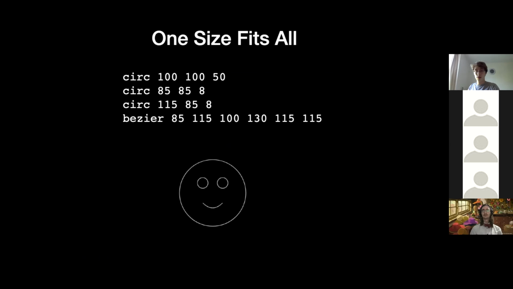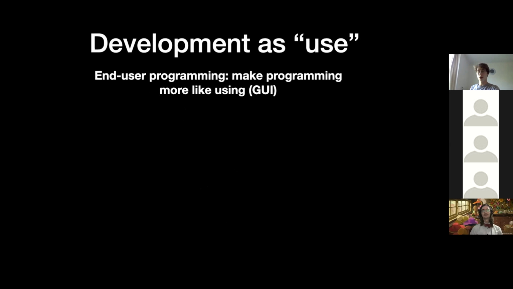So one way to perhaps go beyond the one-size-fits-all approach to coding is to make developing more like using. There's already a huge diversity of ways of using software, and you think this ought to give rise to a similar diversity of styles of developing software. And this is certainly the idea behind end-user programming.